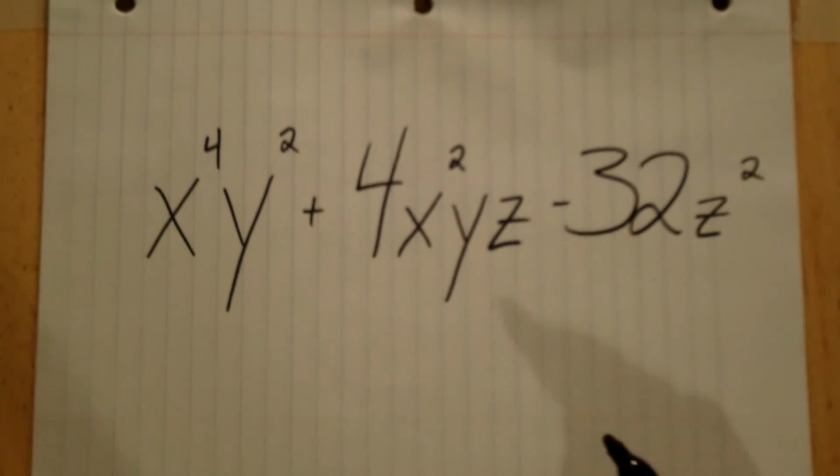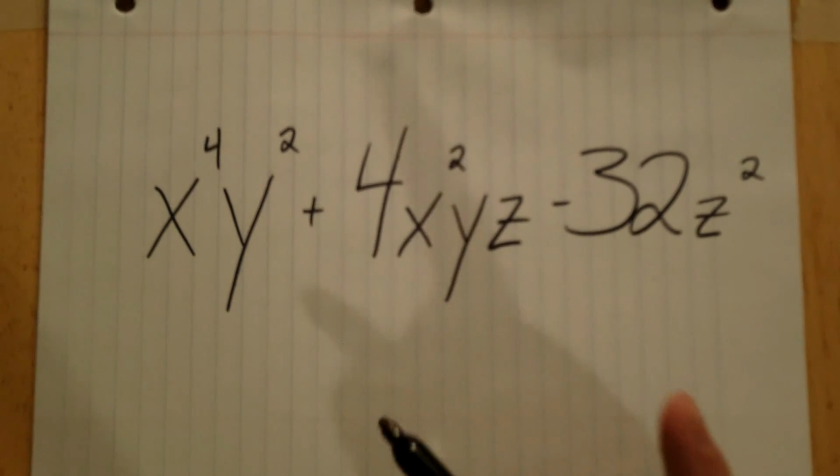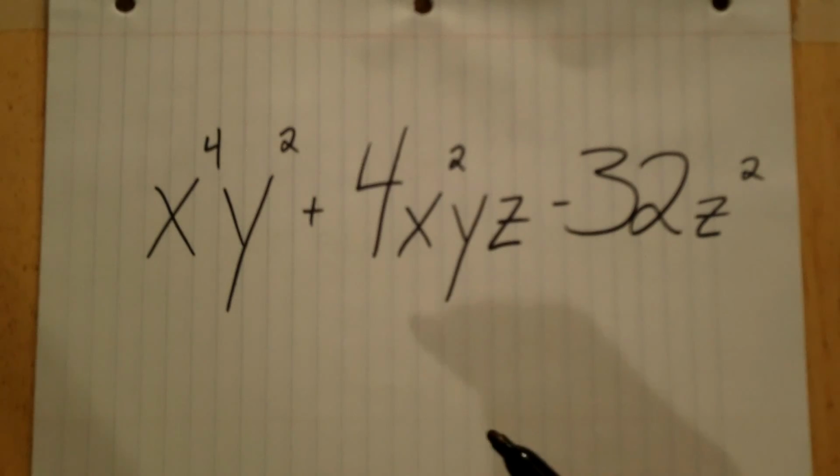x to the 4th y squared plus 4x squared yz minus 32z squared. It looks a bit ugly, and you'll notice that the third term here has a variable, but it can be factored exactly the same way as a quadratic.